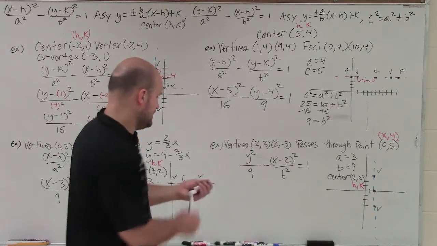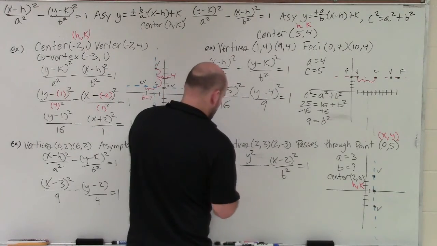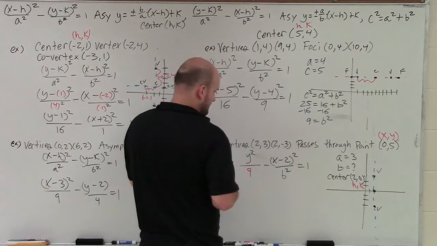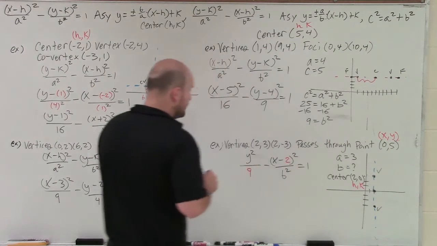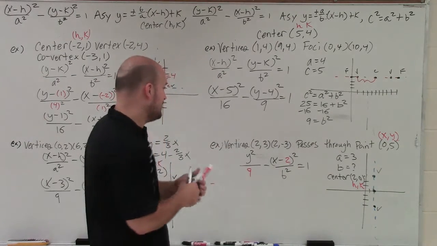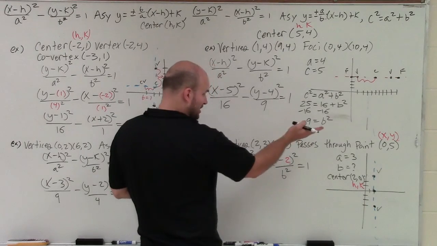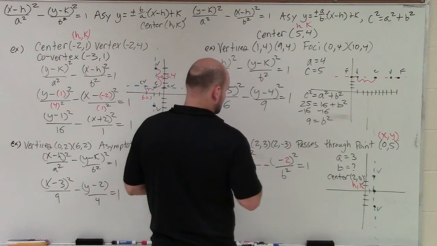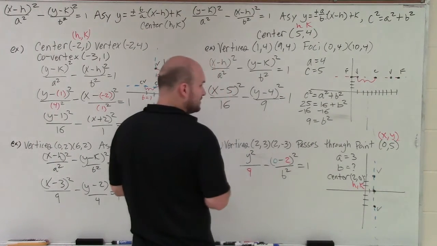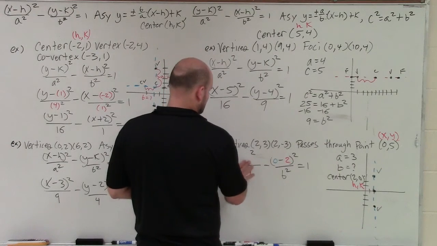So we know this is 9, and then we know that's 2. Now what we can do is plug in our point x, y for x and y. So x is 0, and y is going to be 5.